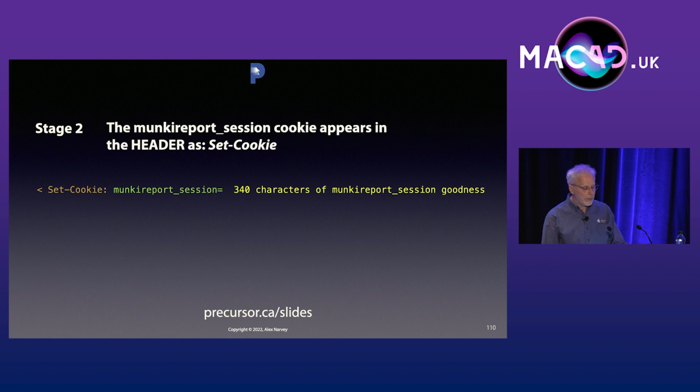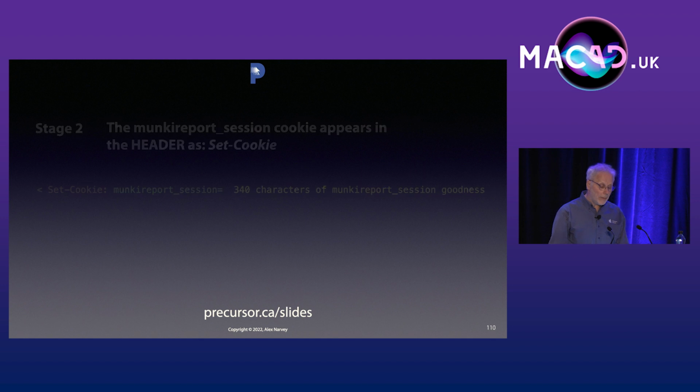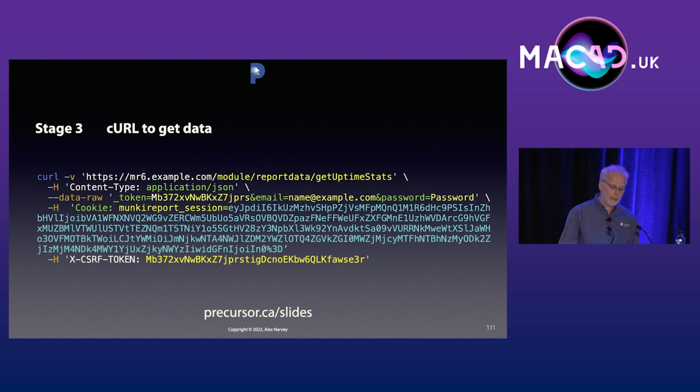This will supply you with a 340-character Munkireport session token in the returned header. And you need to reference the set-cookie tag, not the plain cookie tag. Now you can curl a third time to get data from the module by supplying the web page token, the email address, the password, the Munkireport session cookie, and the CSRF token.